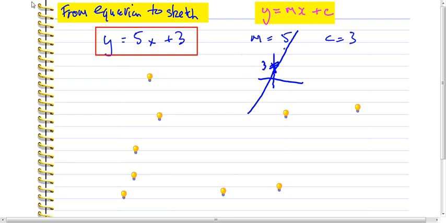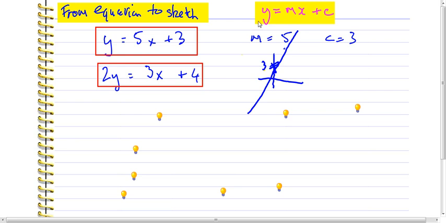Let's try another one. This one here is 2y equals 3x plus 4. Now, before we can compare that with the standard form, we must have it in the form y equals, not 2y equals. So we have to divide everything by 2. When you divide by 2 on the left, you have to divide every term by 2 on the right to keep the equation balanced. So we get y equals 3 over 2 x plus 2. So we've divided the 3 by 2 and the 4 by 2.